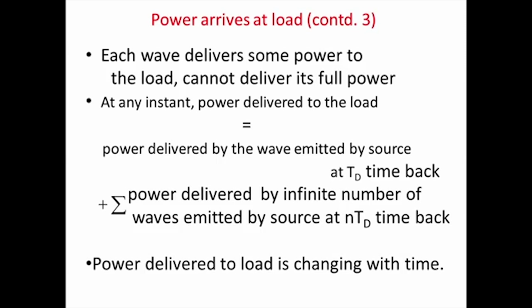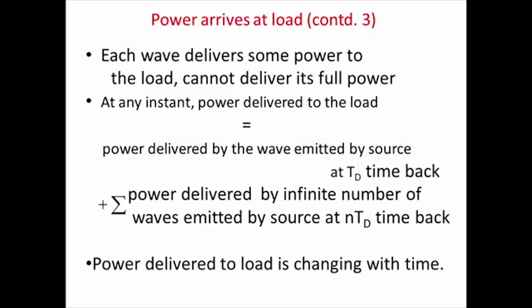Now, each wave delivers some power to the load, but cannot deliver its full power. At any instant, the power delivered to the load is actually from an infinite number of waves summed, but we are separating the just recently emitted wave and all other multiply reflected waves. That is why we are making it a sum of two parts. One part is the power delivered by the wave emitted by the source at TD time back, just one journey time back, plus the power delivered by an infinite number of waves emitted by the source at nTD time back. The only difference between these two groups is that the first one is the first reflection that is coming, whereas for the others multiple such reflections have already taken place.